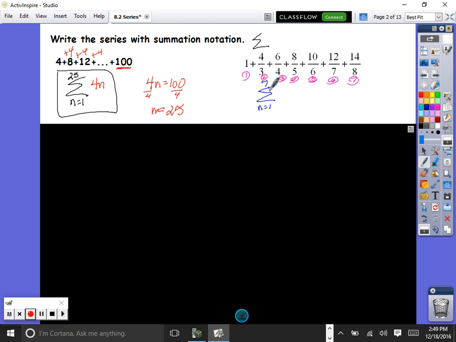Now I need to see what pattern exists between my numbers. First of all, I see all fractions except the first one. So I'm going to turn this into a fraction of 1 over 1.